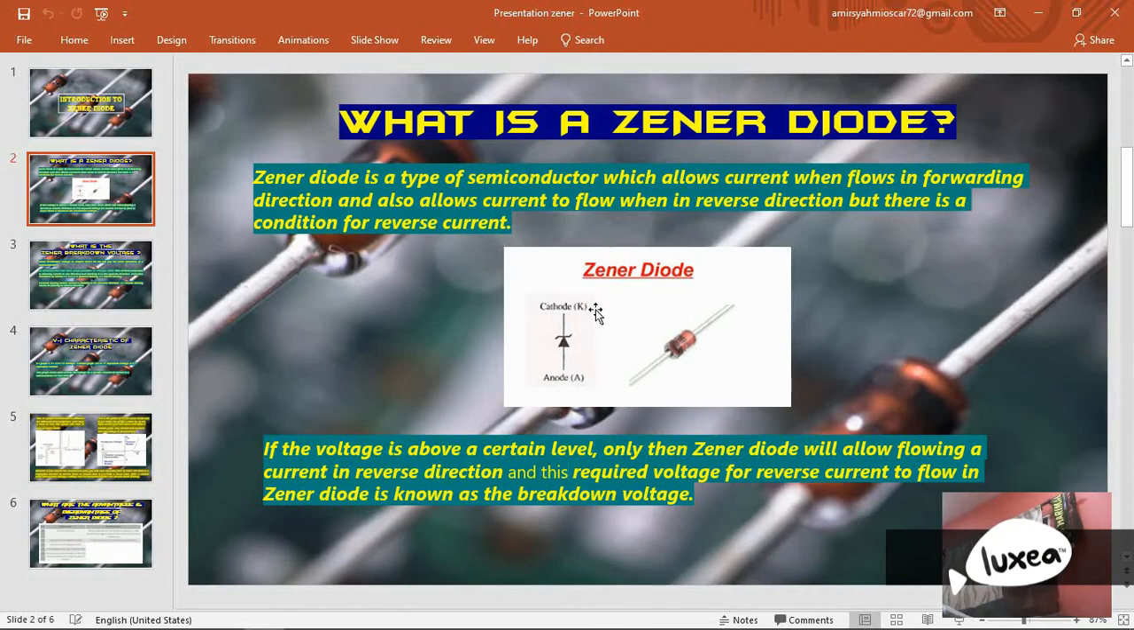So here I would like to show the symbol of the Zener diode and the Zener diode itself. If the voltage is above a certain level only, then the Zener diode will allow current to flow in the reverse direction, and this required voltage for reverse current to flow in a Zener diode is known as the breakdown voltage.